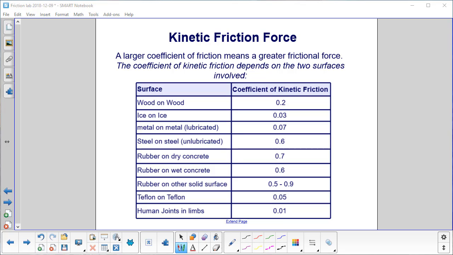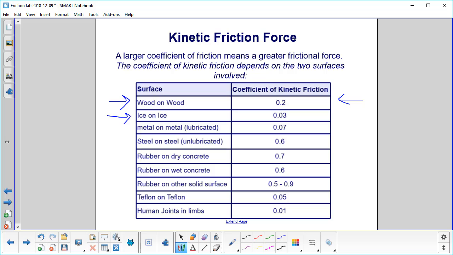There are tables that tell you what the kinetic friction force is. A larger coefficient of friction means a greater frictional force. Also, the coefficient of kinetic friction depends on the surfaces involved. So let's start with the top. Wood on wood has a 0.2, and notice all of these are below 1. Ice on ice, much lower. There's much less friction for ice moving on ice.